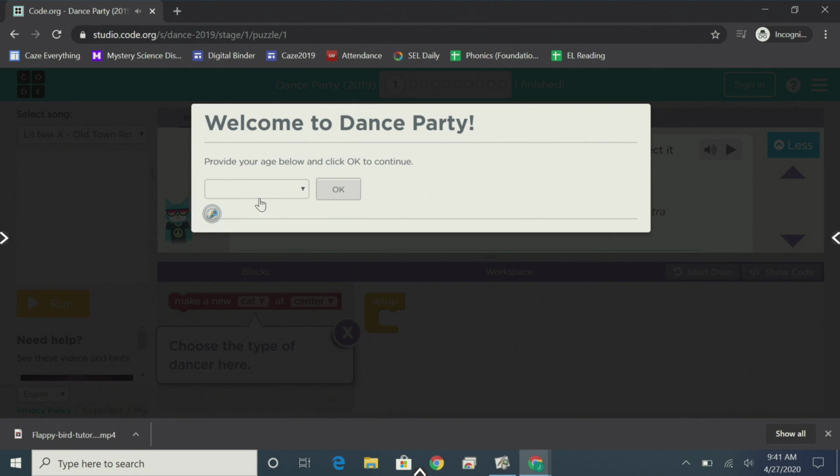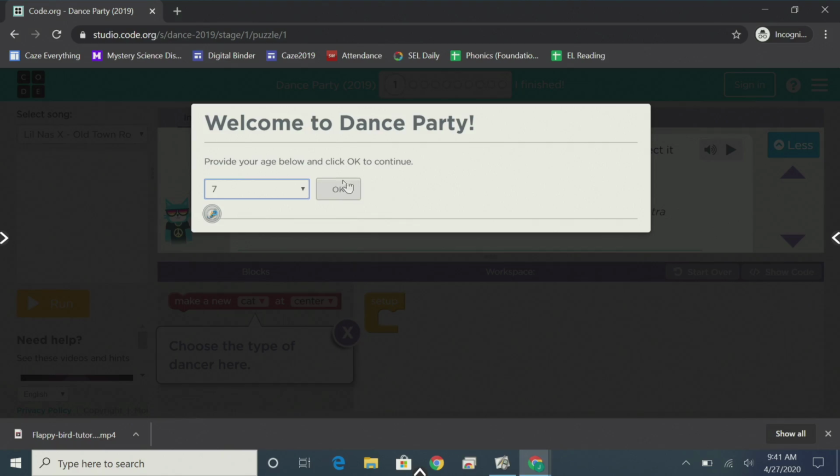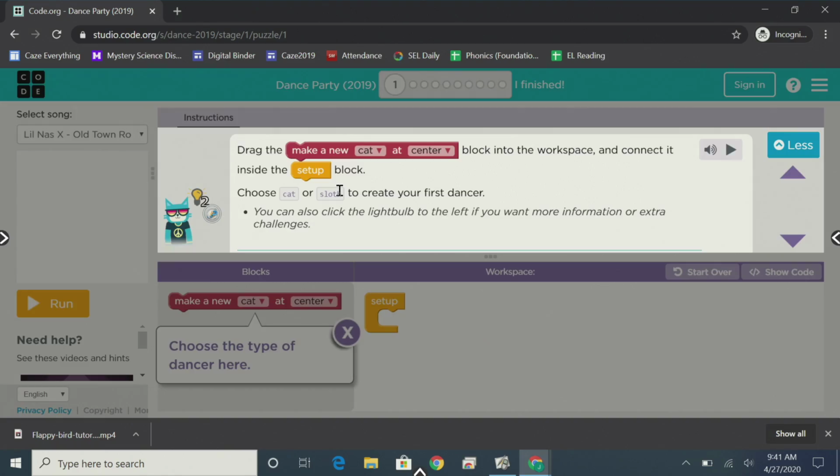All right, I'm going to show you this code.org dance party, and then after you watch that video and you've seen me do it, you are ready to explore it all on your own. So I'm going to click a first grade age on this. I'm going to say we're 7, so I can show you exactly what it's going to look like for you. And it gives you instructions, and even if you have trouble reading, a lot of these instructions you're going to figure out pretty quickly. This is a great website.